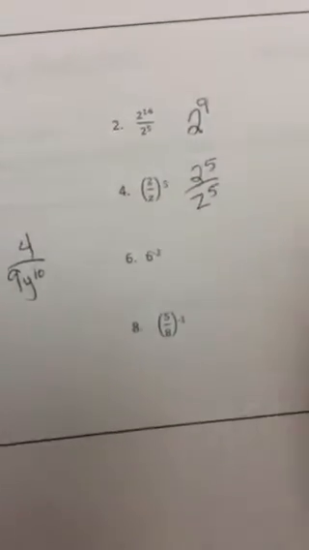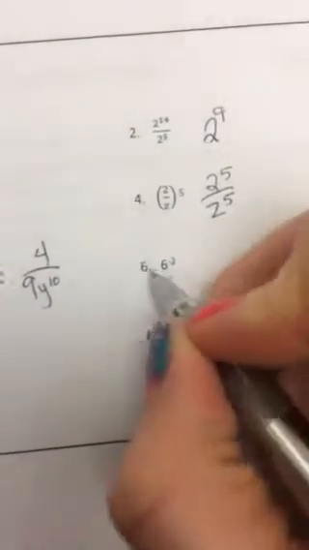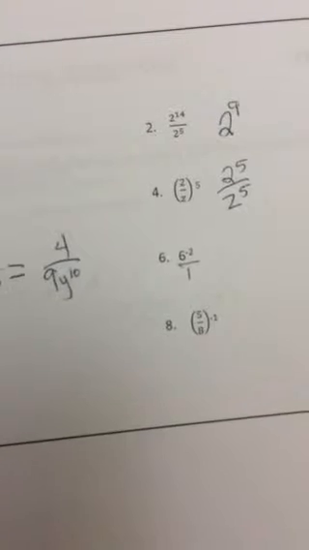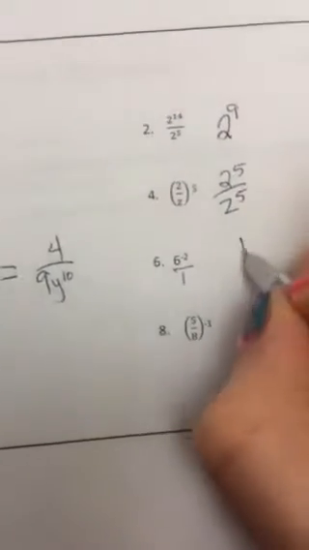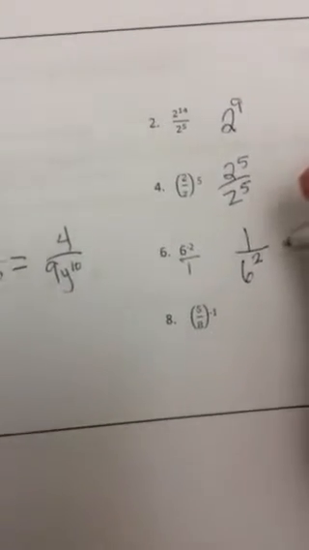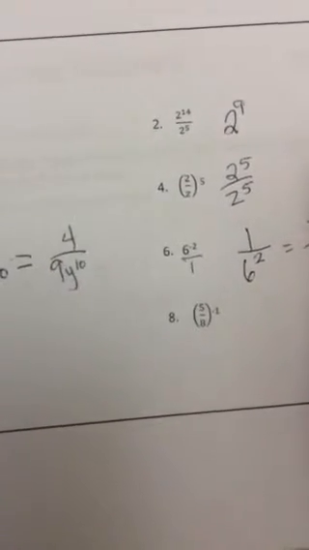6 to the negative 2, if there's a negative exponent, right? 6 to the negative 2, you can turn anything into a fraction by putting it over 1 if it's not a fraction already. Remember, take the reciprocal. 6 to the negative 2 is the same thing as 1 over 6 to the second. And we can rewrite that as 1 over 36. We can do that. Okay?